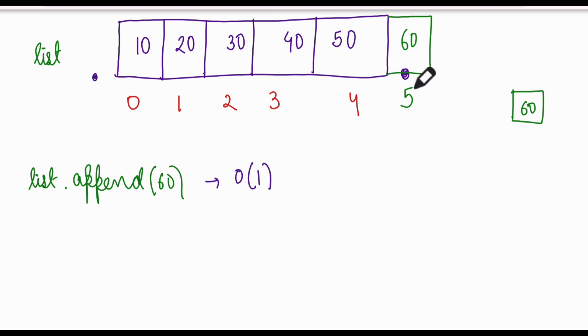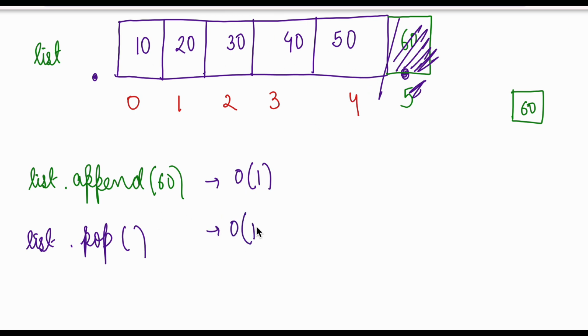Now similarly, let's say I have to drop this element. So what I will do is pop it. So I'll say list.pop(). So what does pop do? Pop removes the last element. So if I apply the pop method here, it will remove this 60 from here, and it will go away. This has not impacted any of the elements which are present from 0 to 4. So this is also O(1) time complexity.